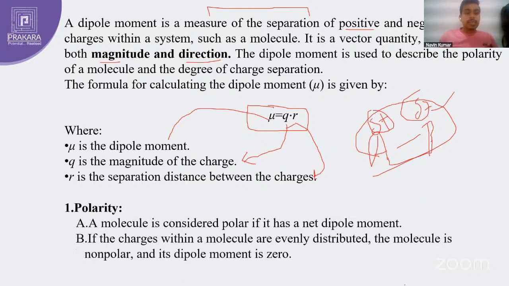And when we talk about polarity, a molecule is considered polar if it has any kind of net dipole moment. Otherwise, if it has a dipole moment of zero, it will be non-polar. If any molecule has some dipole moment, it will be polar. So with the help of dipole moment, you can remember the concept of polar and non-polar also. Any molecule which possesses any kind of dipole moment is considered polar, and if the molecule has no dipole moment, or it's zero, then it will be non-polar.